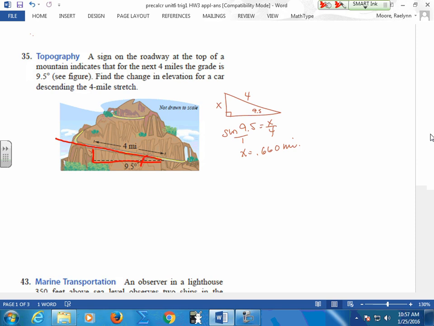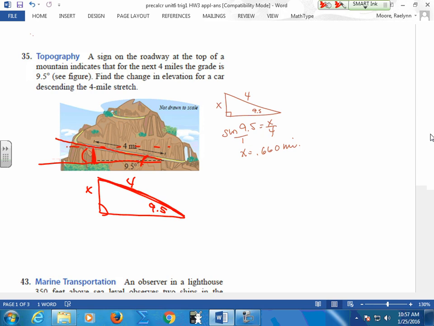Now, this little angle in here is your 9.5 degrees. So if you want to draw this a little bit bigger, that might help. They gave you this, well, this is the piece we need to know. How far from here to here did it go? From here to here. So this is the x. They told you this was 4 miles.